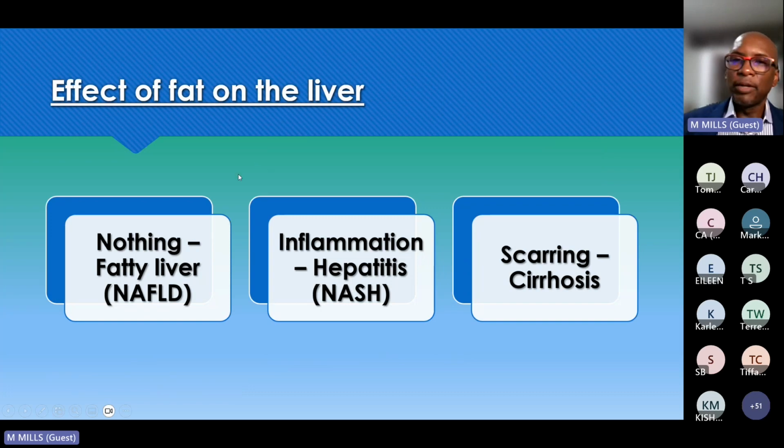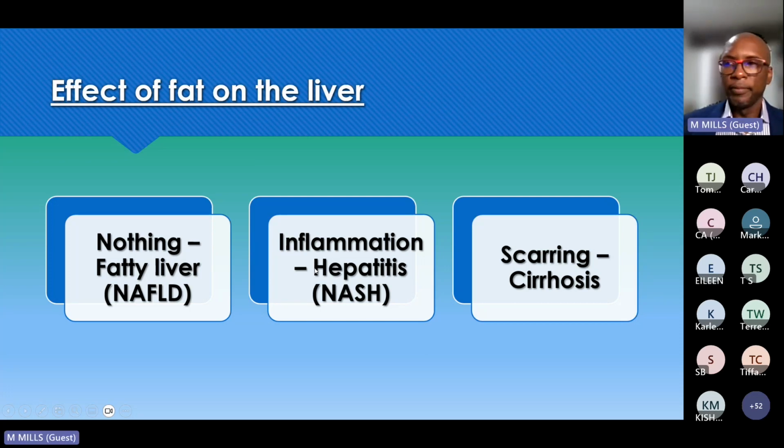So the effect of fat on the liver then. We can find when it's there, we know that it could be doing nothing. So the fat could be in the liver and has no effect at all. So your liver is quite healthy, you are quite healthy, but we still know that you have a condition called non-alcoholic fatty liver disease.